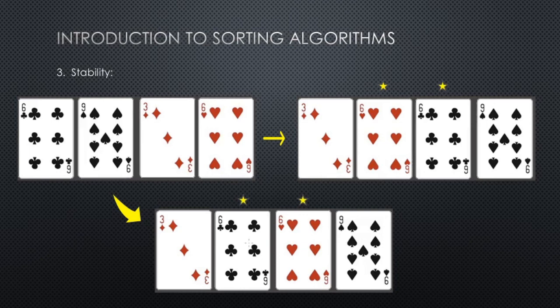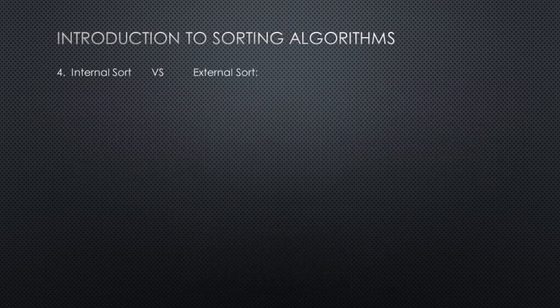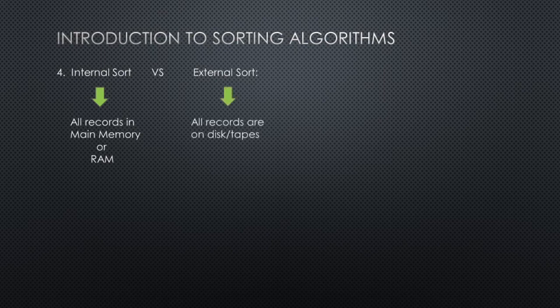The next classification parameter is whether the sort is an internal sort or an external sort. When all of the records that need to be sorted are in main memory or RAM, then we refer to this type of sort as internal sort. If the records are in auxiliary storage like disk or tapes, then we call such a sort an external sort.